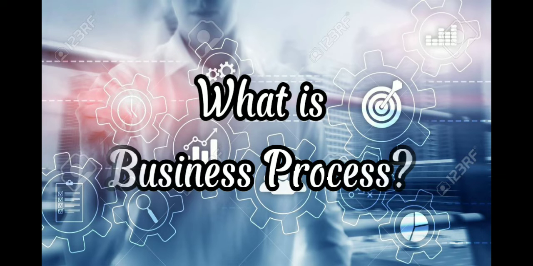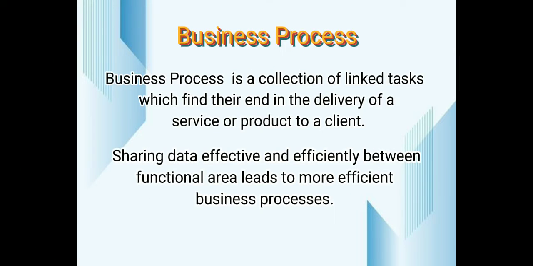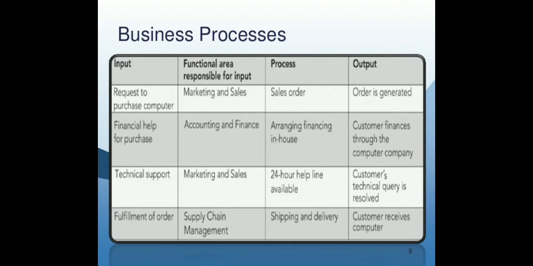Number 2. What is business process? A business process is a collection of linked tasks which find their end in the delivery of a service or product to a client. It is also the activities that take some input and create an output that is of value to the customer. Sharing data effectively and efficiently between functional areas leads to more efficient business processes. This is an example of how business processes work.